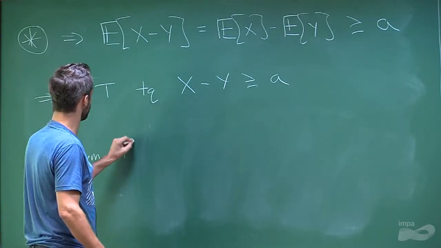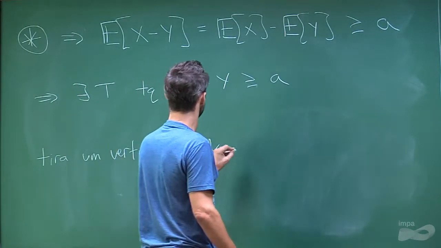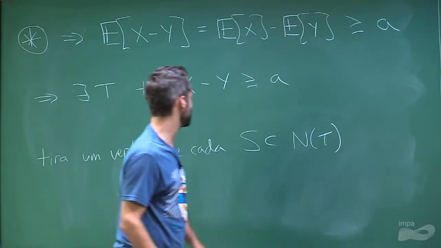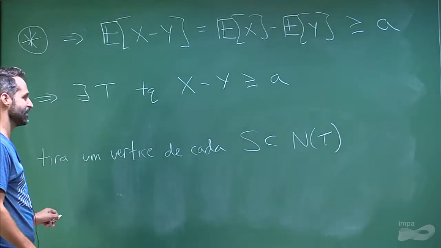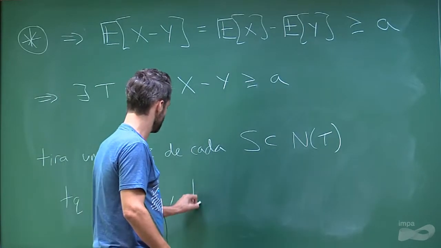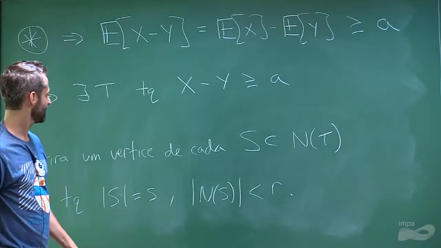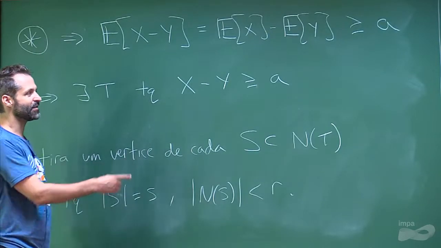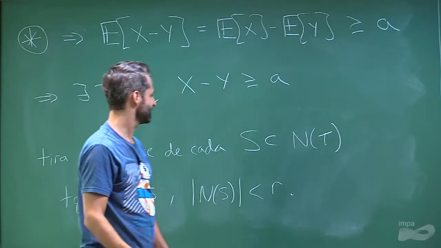Now just remove one vertex from each subset of n of t. So take this t. For each subset of n of t of size s whose intersection is at most r, there are y such sets, so you remove at most y vertices, so you're left with at least A. The remaining set is A.